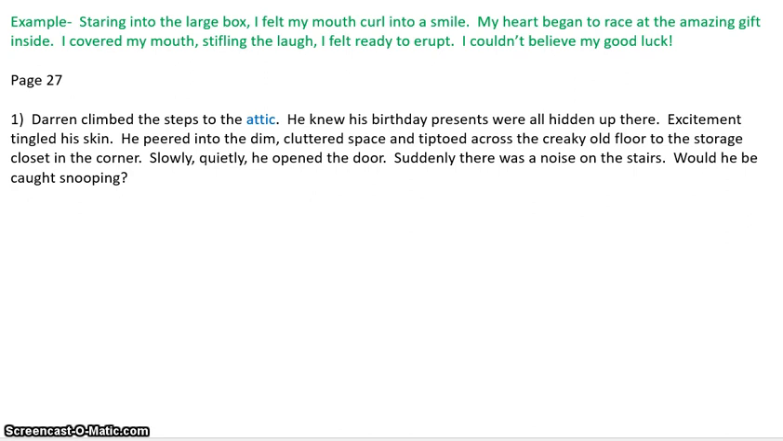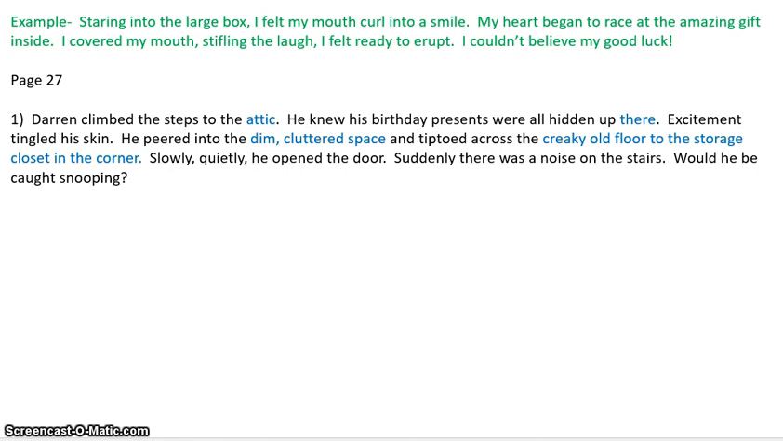Okay, let's take a look. So we're describing the attic. So what else can you say describes the attic in that little paragraph? Well, you could also say just there. That's not very descriptive, but it is also telling you about the attic. So I did not say he knew his birthday presents were all hidden up in the attic. I didn't use it over and over again. Now, the next one, I think they did a good job of describing. It is a dim and cluttered space, all right, with a creaky old floor to the storage closet in the corner.